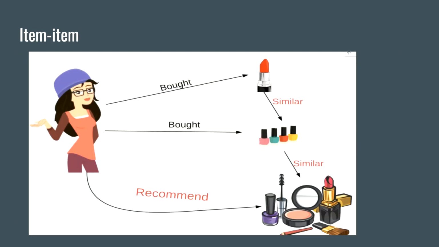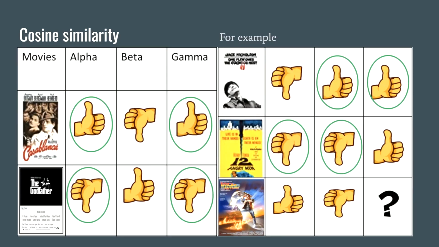Item-item filtering, on the other hand, is more straightforward. When a customer buys a product, we recommend similar products to the customer. For example, if a girl buys a lipstick, she might want to also buy other makeup products, so we recommend it to her. We use cosine similarity because it is the most common method.